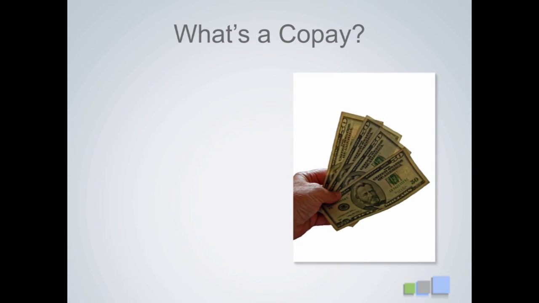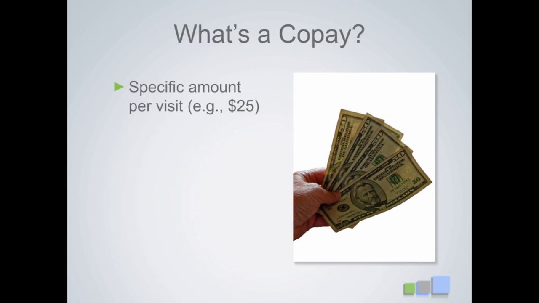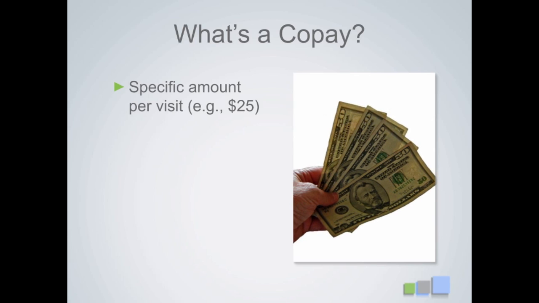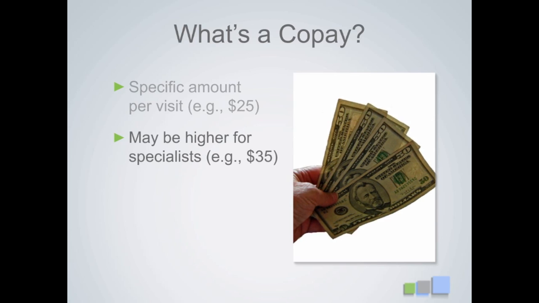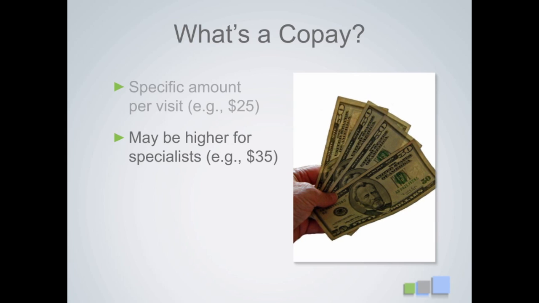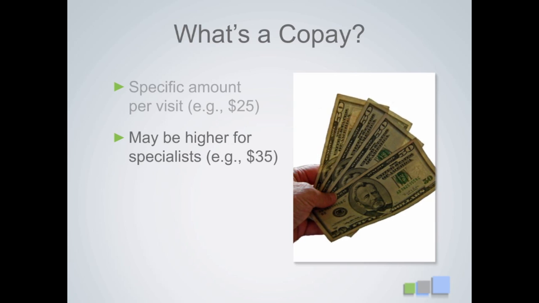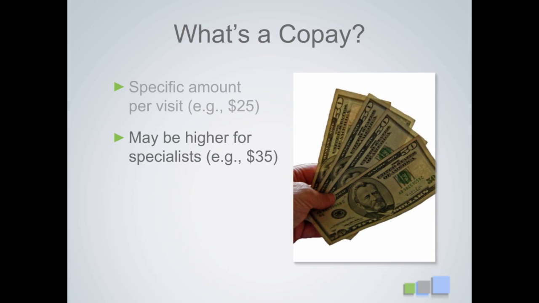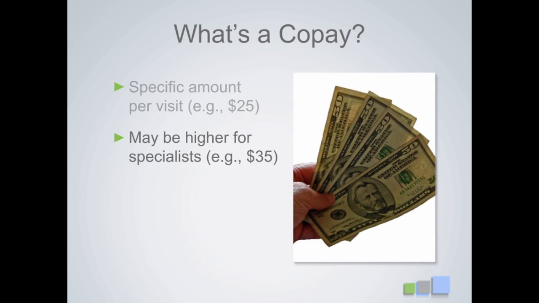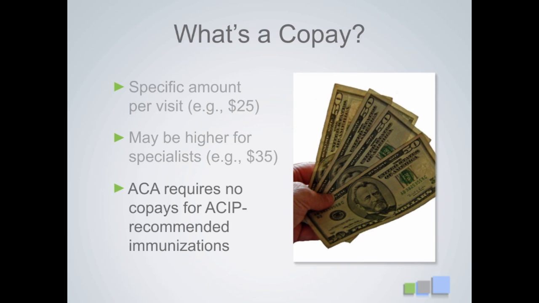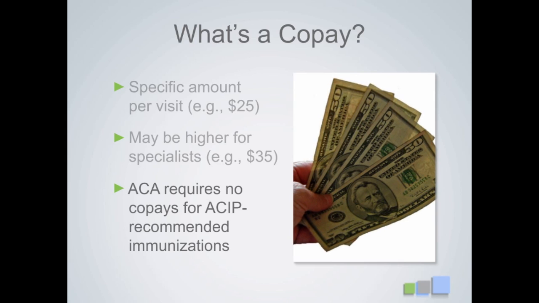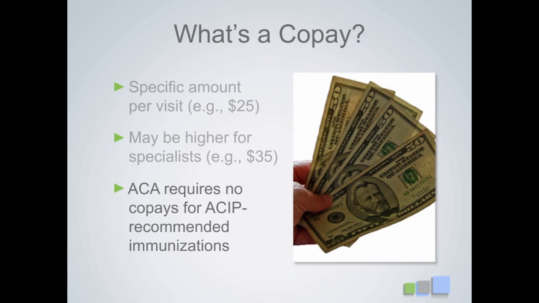Co-payments or co-pays refer to a specific dollar amount that the patient is required to pay for office visits. The amounts vary greatly within plans and are often different for primary care providers and specialists. For example, a patient's copay for a doctor's visit might be $25. The same patient might have a $35 copay to see a specialist. It's important to understand that the Affordable Care Act requires health plans to cover routine ACIP-recommended immunizations without any copayment or other out-of-pocket costs.